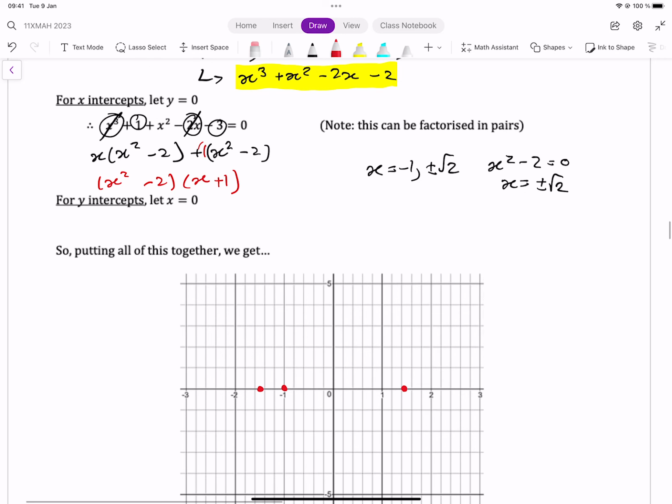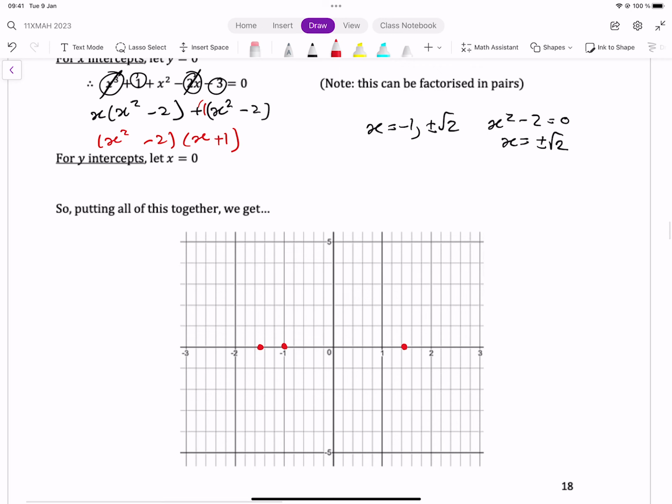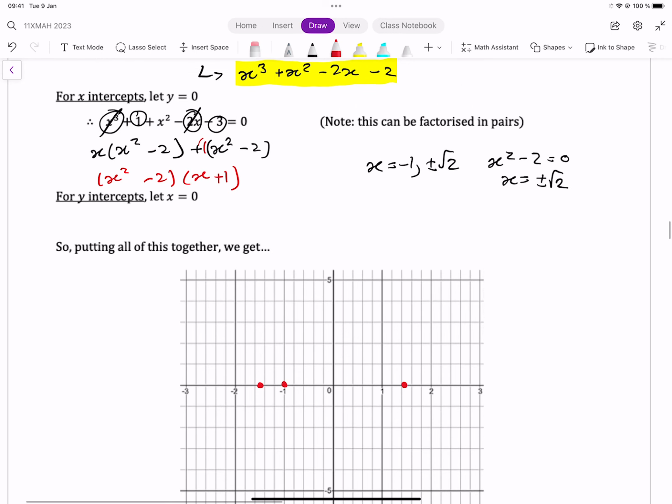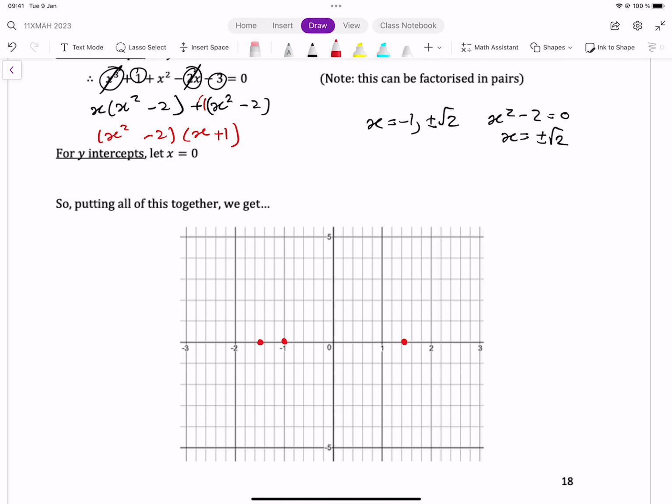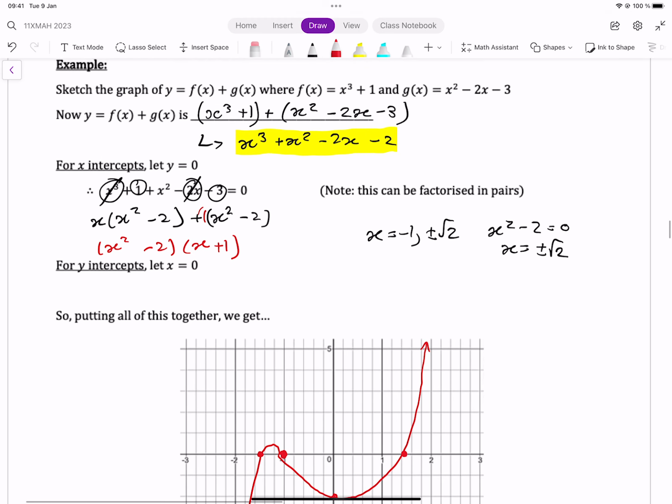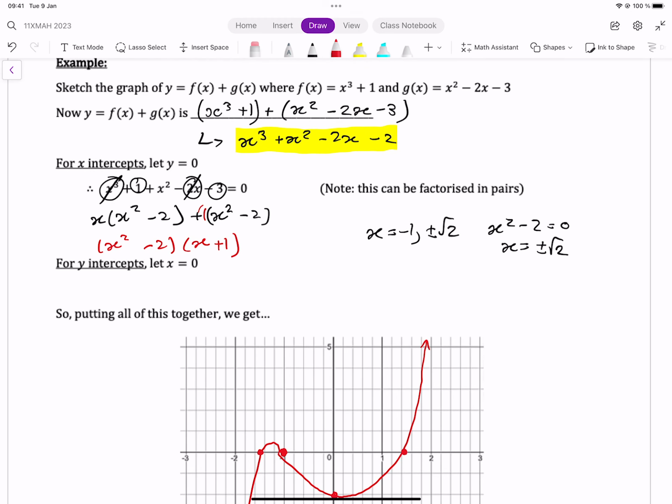Then I go, oh, okay, this is a positive graph, so it's going to look something like this. And we also should consider our y-intercept, which is going to be minus 2. So my graph is going to look something like this. And that's going to be there. Okay. So that's one way of graphing f of x plus g of x.